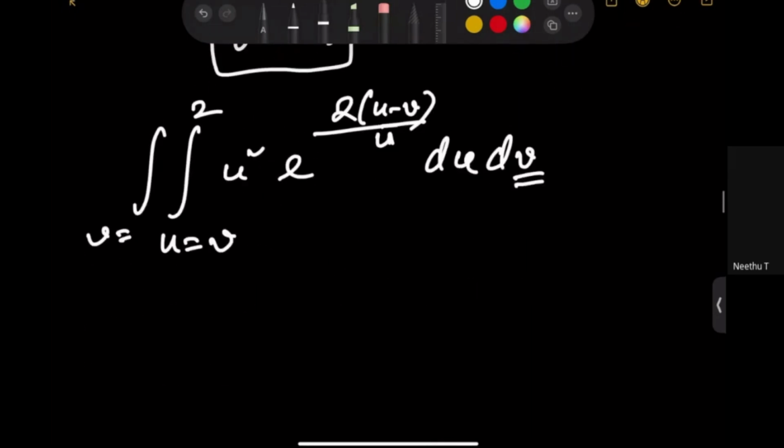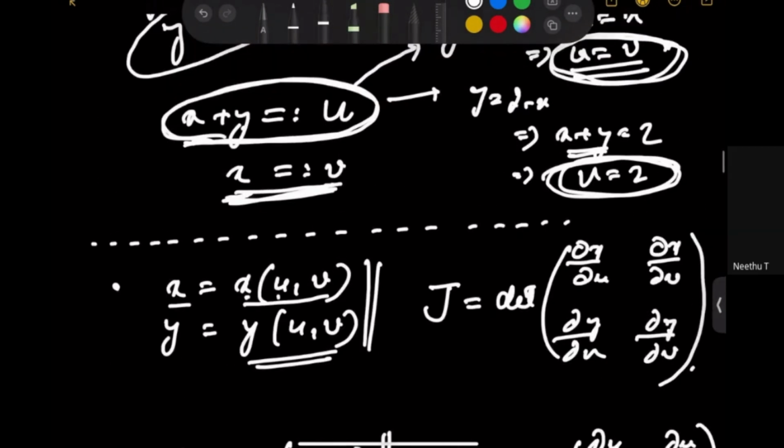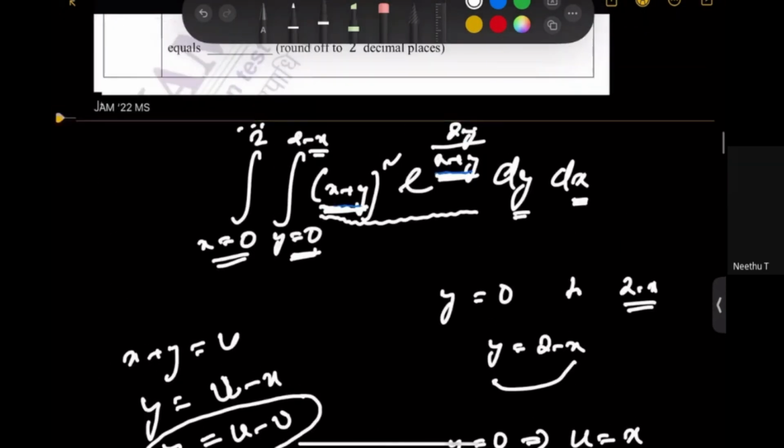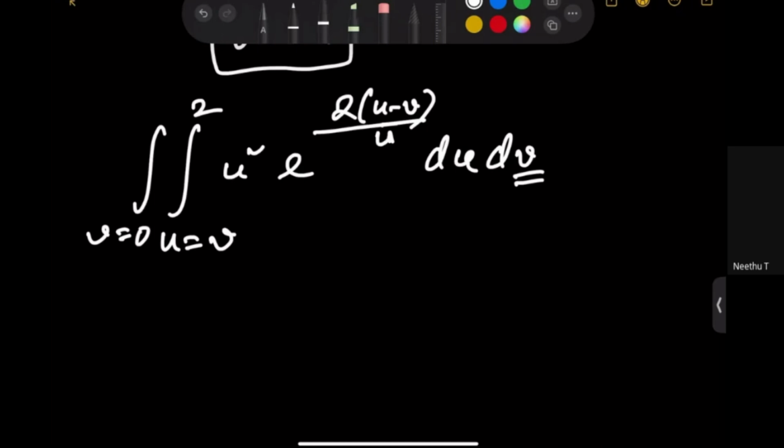Next, the limits of v. v is nothing but x here, and the limits of x are 0 and 2. So this remains as it is. There is no change in the limits of v. So that is how we have changed the face of the function that we want to integrate, and it is all now very easy.